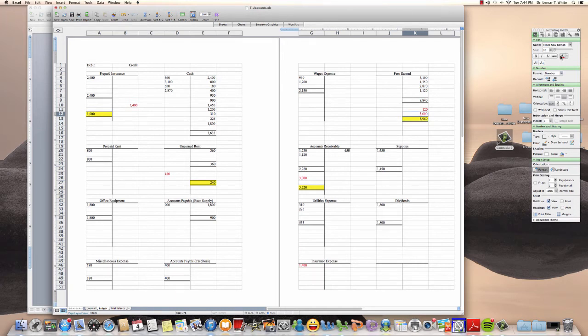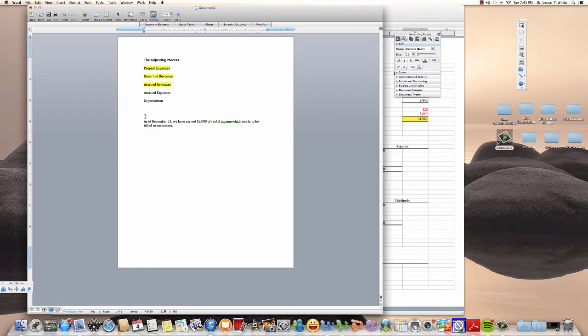I'm going to adjust this because it's no longer $89.60, because I've added $3,000. So it's the $88.40 plus $120 plus $3,000. So that's the new balance in this account, $11,960. My fees earned account has a new balance of $11,960 because I added in the $3,000. And that's my accrued revenues. Next are my accrued expenses.